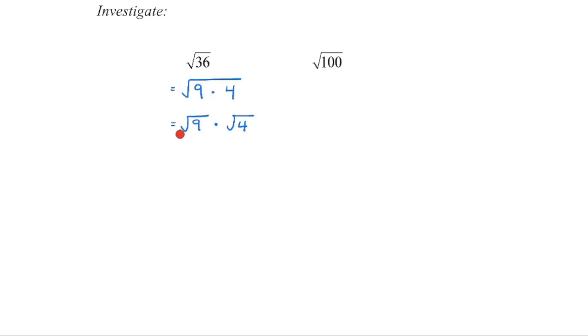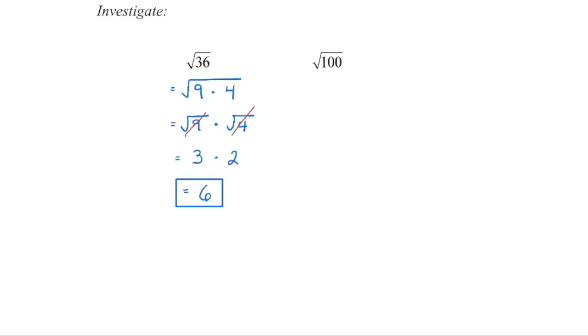We know that the square root of 9, that is a perfect square. There is no more radicand left. I'm just going to pull that 9 out and get 3. And the same thing with that 4. I'm going to square root 4, which is a perfect square. There's no more radical left, and I'm going to get 2. 3 times 2 is 6, which we know is the value of the square root of 36.